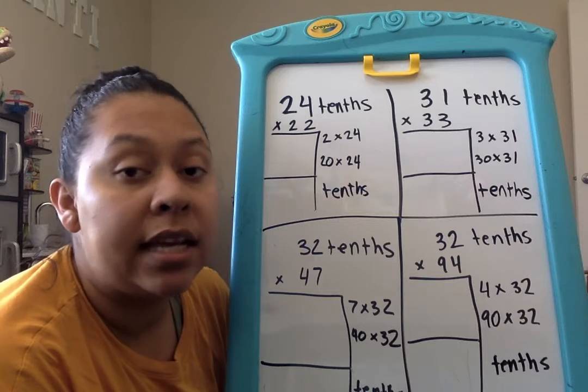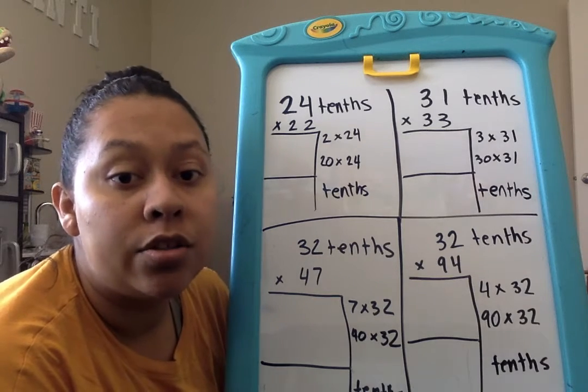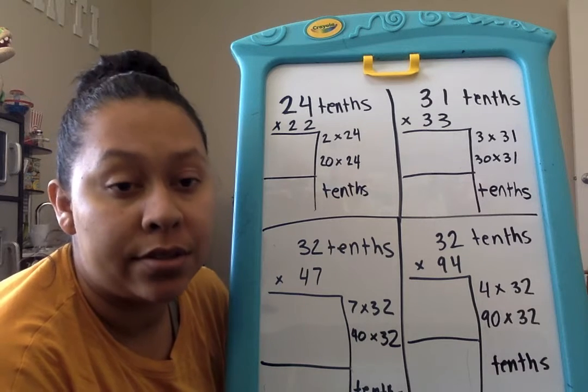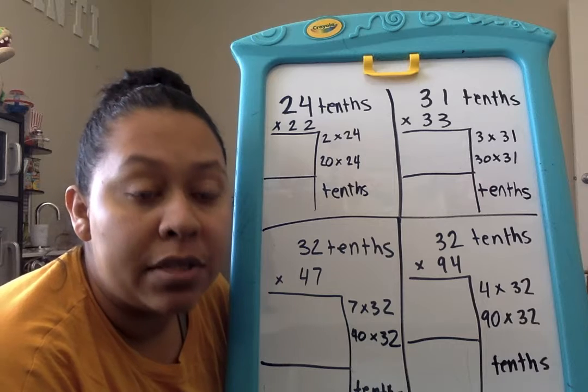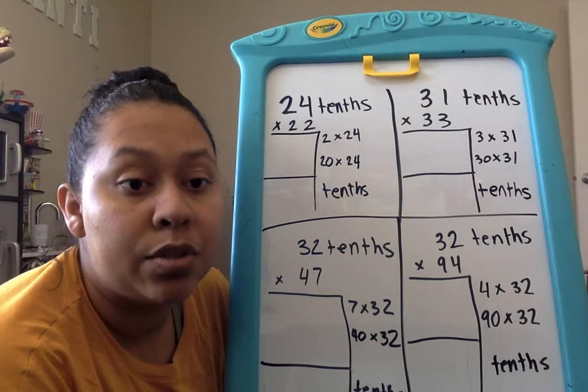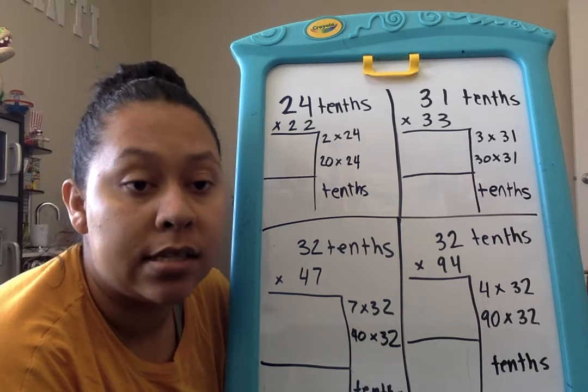So on the ClassKick assignment, I want you to focus on just doing the standard algorithm. But also remember to express your products in the standard form as your final answer. So first step is to look at the problem. So problem A says 22 times 2 decimal 4. So that's 2 and 4 tenths.